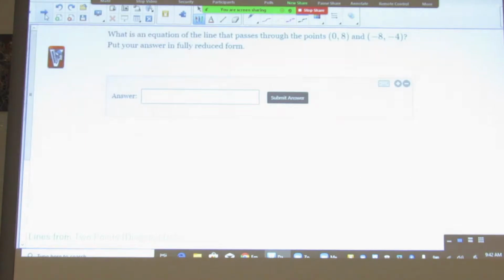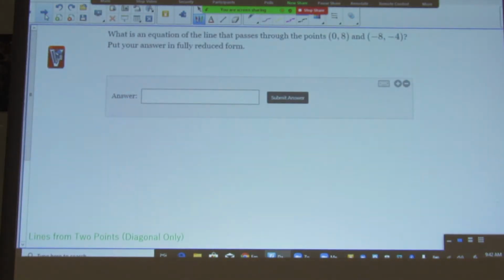So, let's try one. This is exactly what the problems look like. They're going to ask you to type in an equation. What is the equation of the line that passes through these 2 points? And make sure you reduce it. That means sometimes the fractions along the way might be something like 6/8. Make sure you simplify to 3/4, or any kind of example like that.